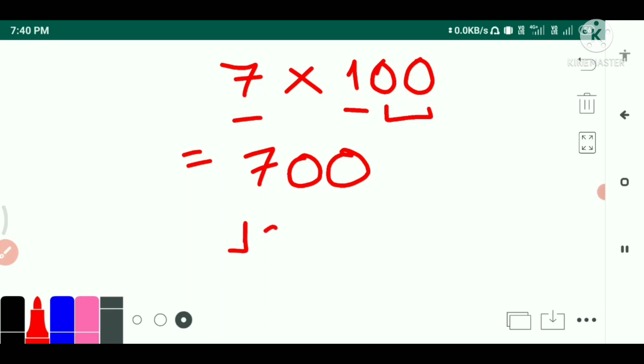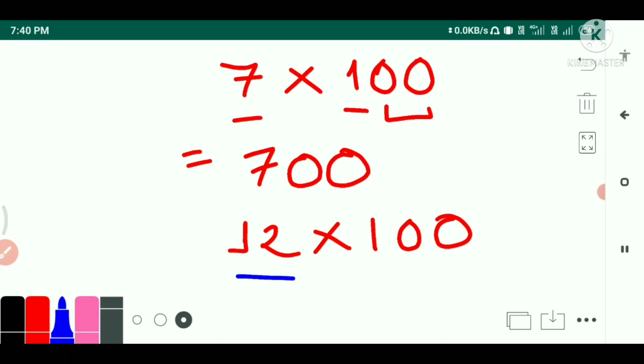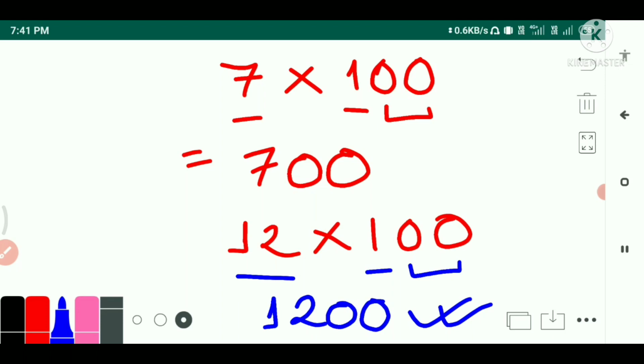Like this only. If I write 12 multiplied by 100, here you can see 12 is there and here 1 is there. If we multiply any number with 1, we'll get the same number. So 12 into 1 will be 12, right? After writing the answer, we'll put the zeros on the right side of the number. So this is what we got, the answer of 12 multiplied by 100. Now we'll do some questions that are given in your book.